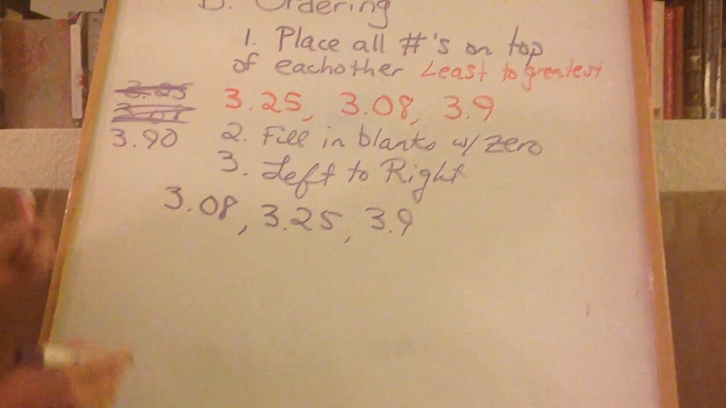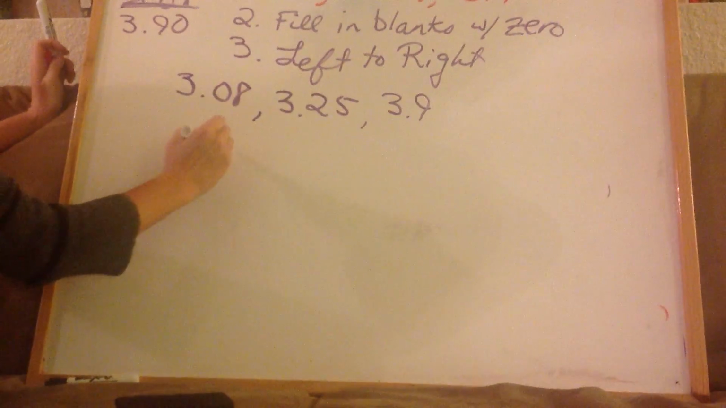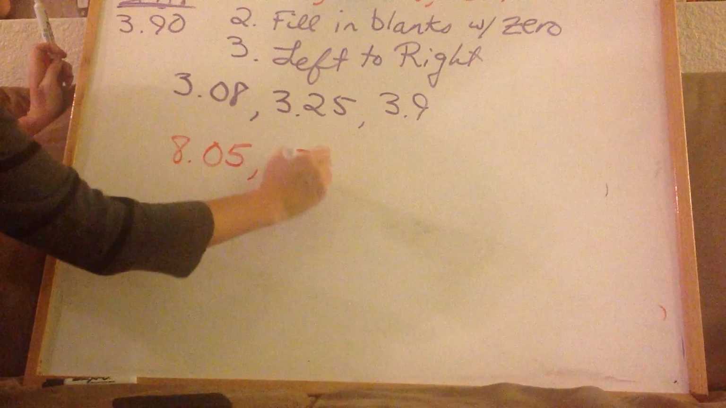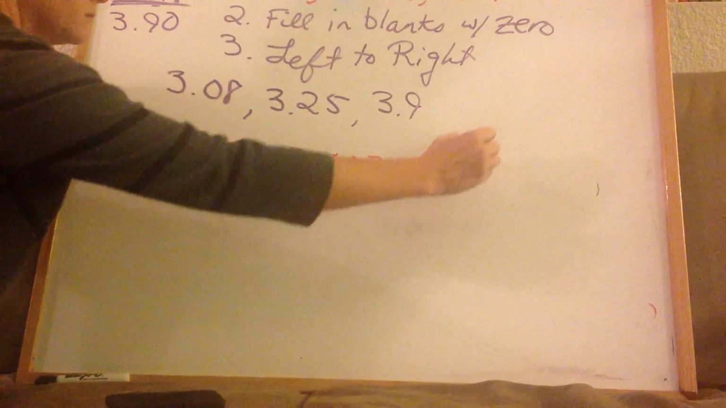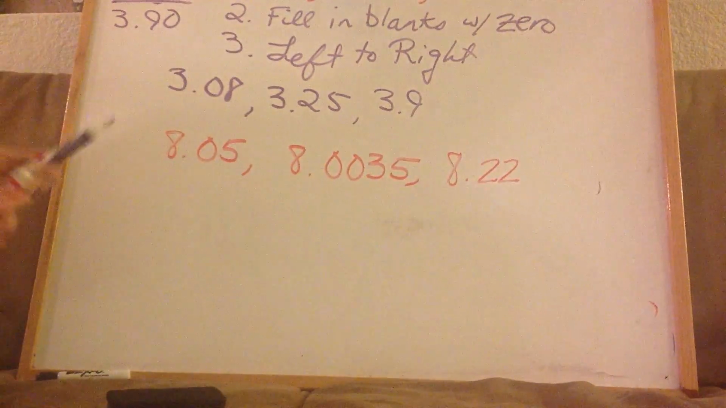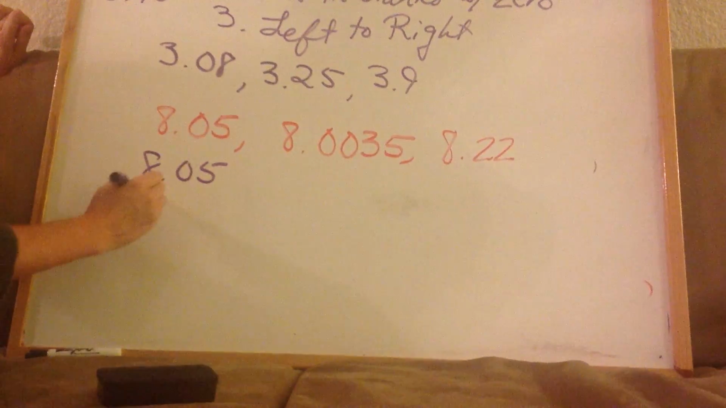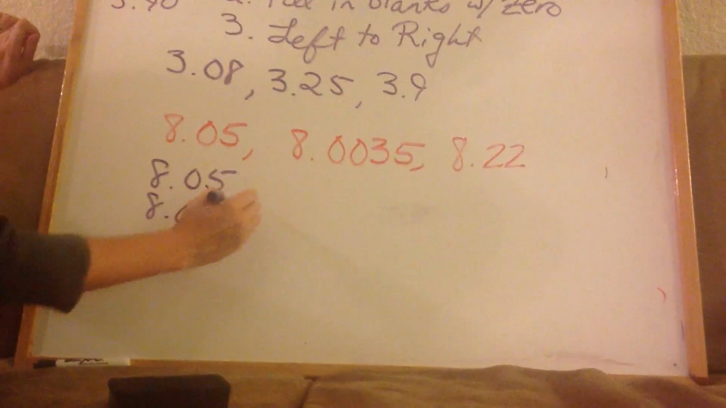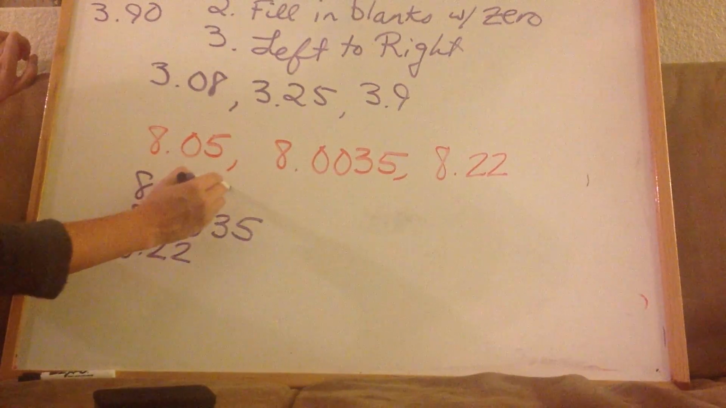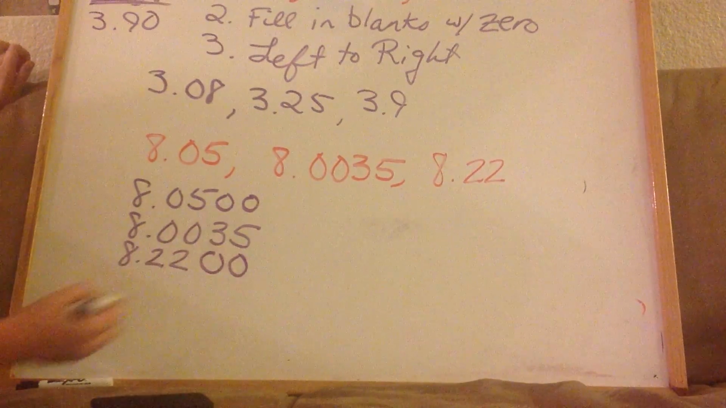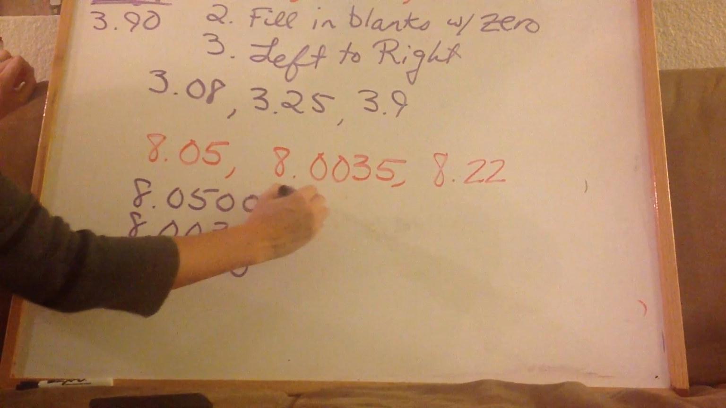Let's try again now. We're going to do greatest to least with a different set of numbers. Let's write this down. Again, I'm going to put them on top of each other. 8 and 5 hundredths, 8 and 35 ten-thousandths, 8 and 22 hundredths. Step 2, fill in all the blanks with zeros. Step 3, going from the left to the right. But this time we're going to go from greatest to least.